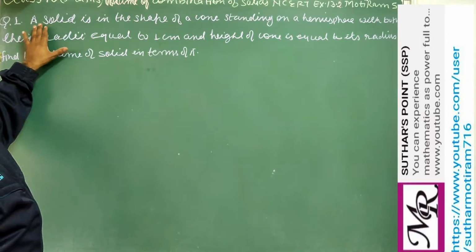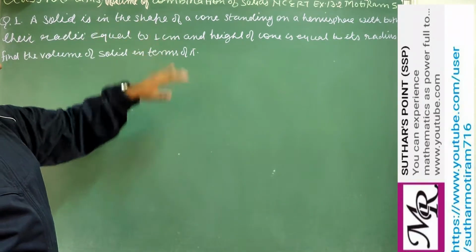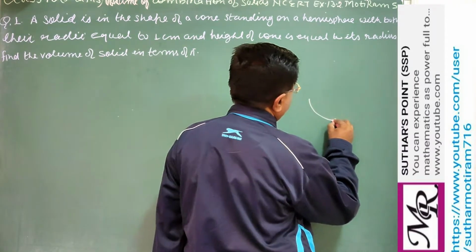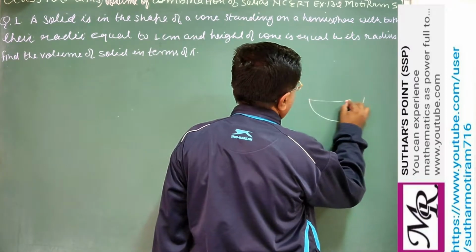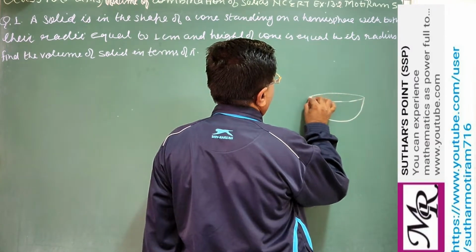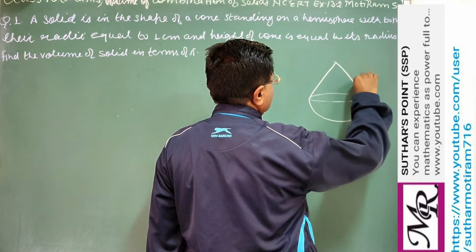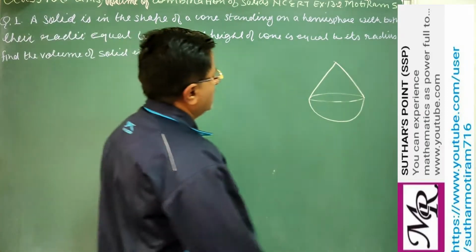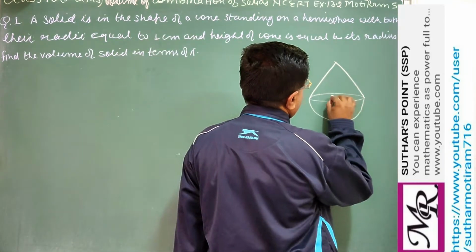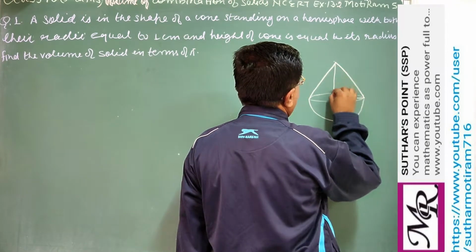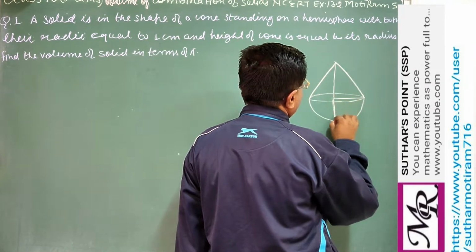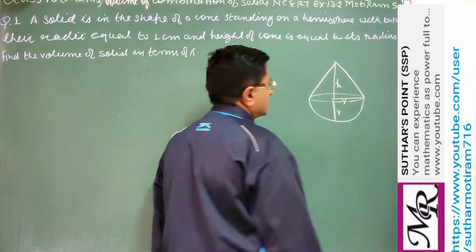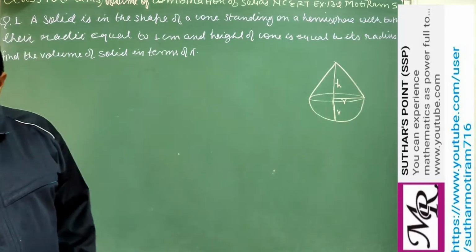So first of all we draw the figure. A solid is in the shape of a cone standing on a hemisphere. It means the base is in the form of a hemisphere. So this is the hemisphere, and on this hemisphere there is a cone. Now radius of both are equal. This is given equal to 1 centimeter, and height is also equal to 1 centimeter. So this is the height, radius. So we are given the figure.